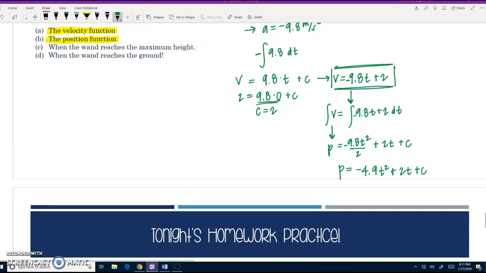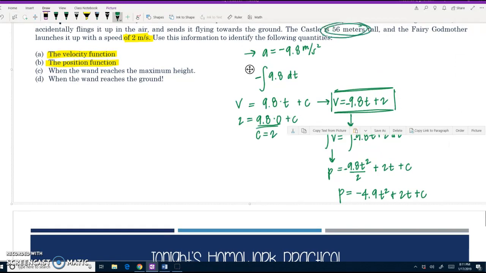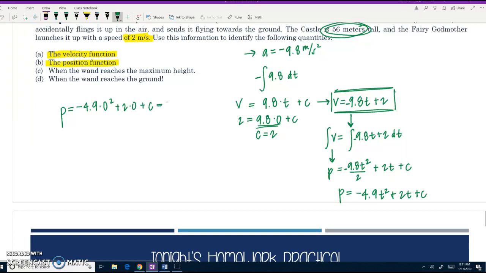But then we actually have information about the original position as well. That's just the starting height in this problem, which is going to be that 56 meters. So we can go ahead and substitute that in. So we can say for position, I'm going to come over here on the left, when time is 0, so when the wand first launches, we've got negative 4.9 times 0 squared plus 2 times 0 plus a constant is equal to 56. So this term goes away, this term goes away. Our constant here is just 56. So the specific position function is going to be negative 4.9t squared plus 2t plus 56.